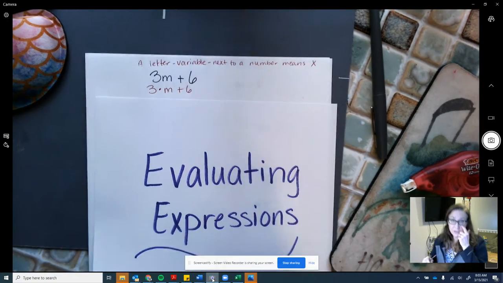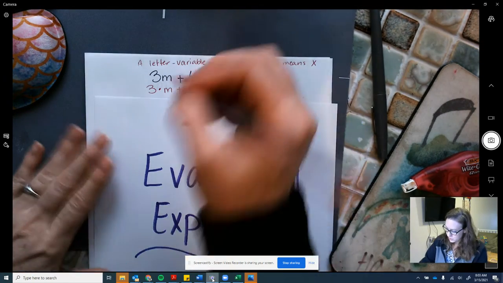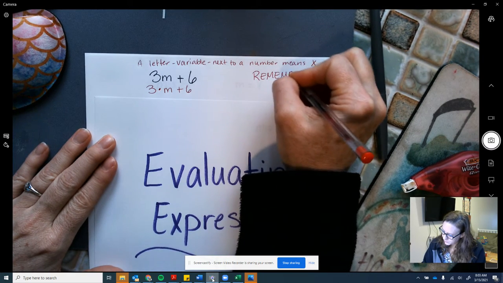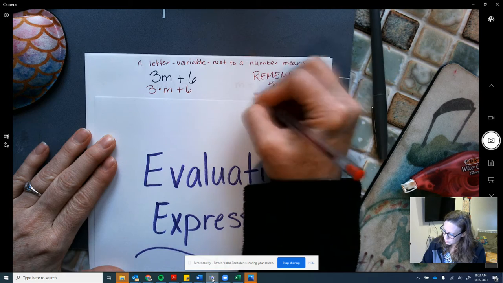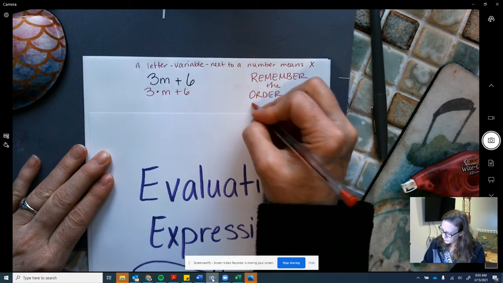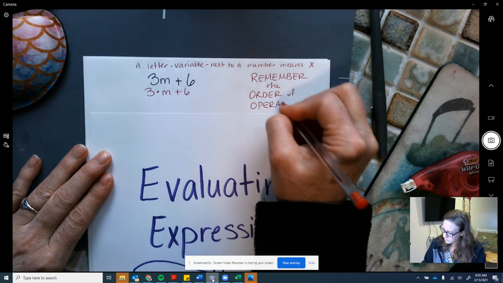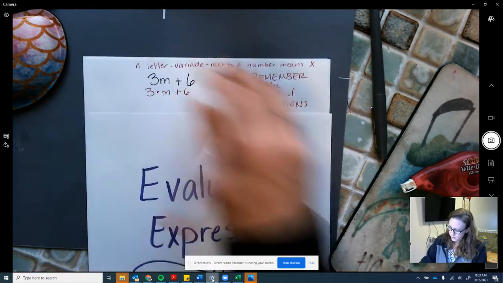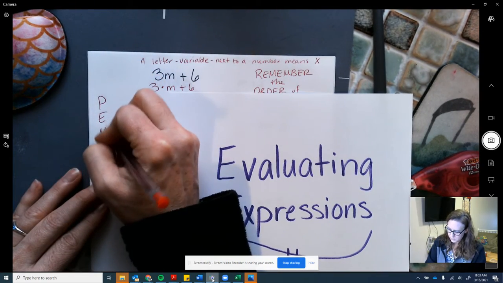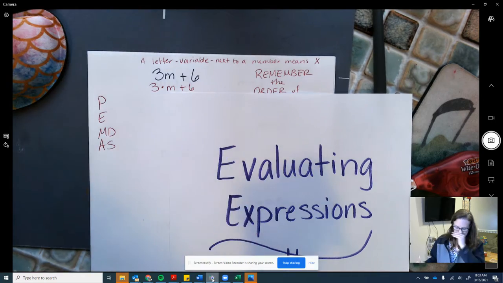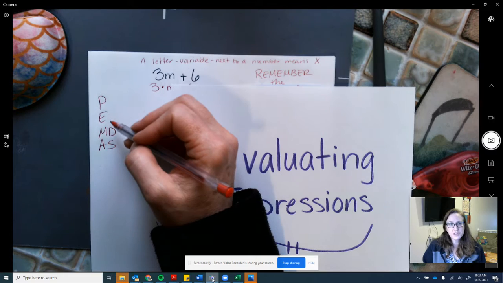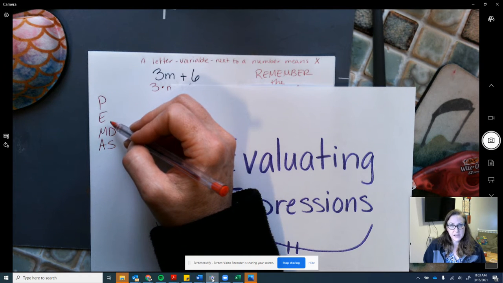Now something else that we have to remember is the order of operations. So with that, I'm going to write PEMDAS on the side here. Remembering that anything in parentheses goes first, has to be solved first. Any exponents need to be solved next.